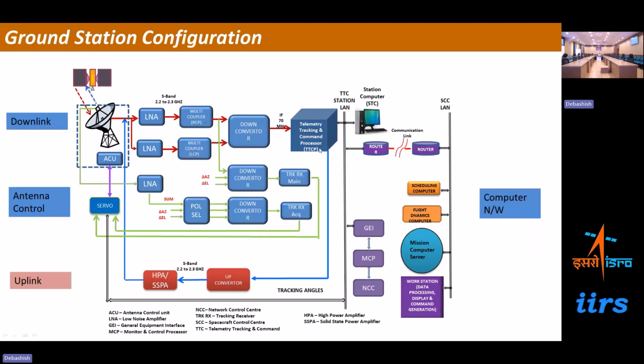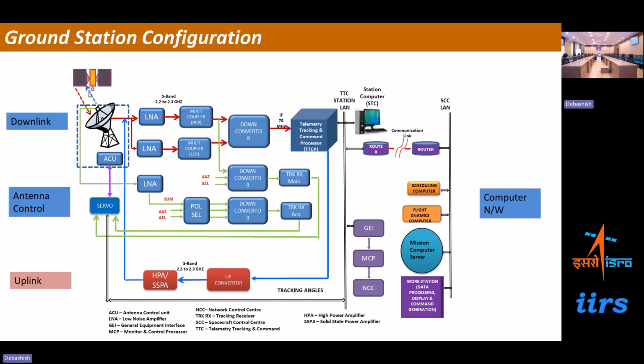Similarly, if I want to give some command, the command will go up to the TTCP, and from there it will go to the up converter. Then the high power amplifier, HPA, or SSPA. Then from there it will go to the antenna, and the command will get radiated. So these are the two chains, uplink and downlink chain.